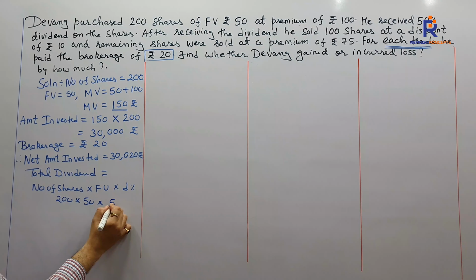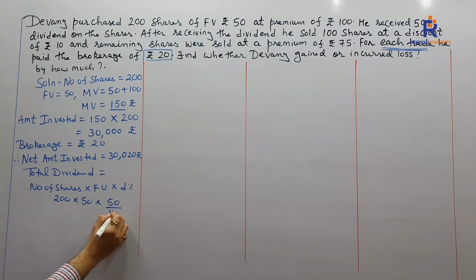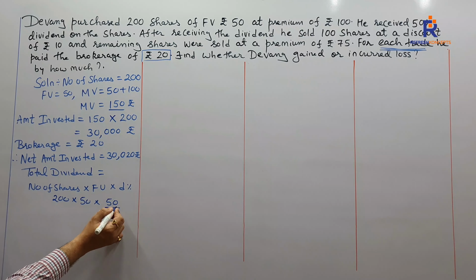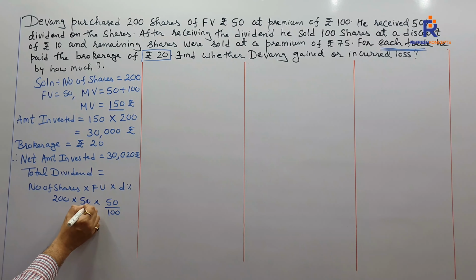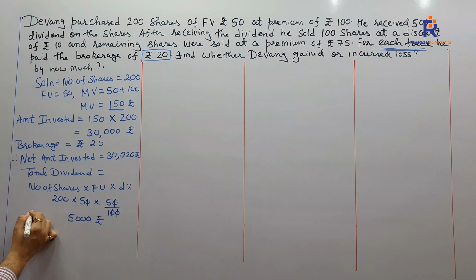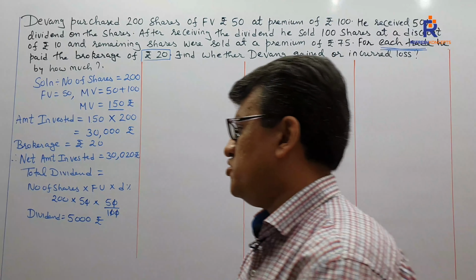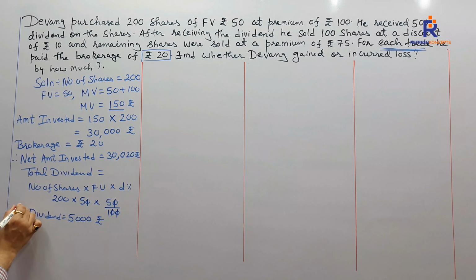Dividend is 50%. Number of shares, 200. Face value, 50. Dividend is 50%. So, how much is the answer? 5 5s are 25, 2 zeros, 50, 5,000. That's the dividend. So, he receives dividend worth 5,000. So, let's mark down this as your first answer. Dividend received is 5,000.